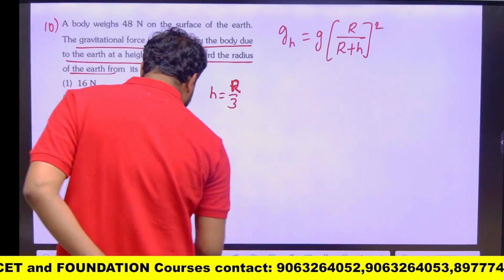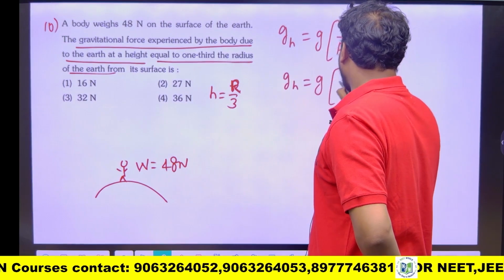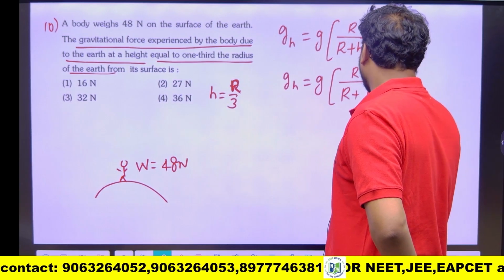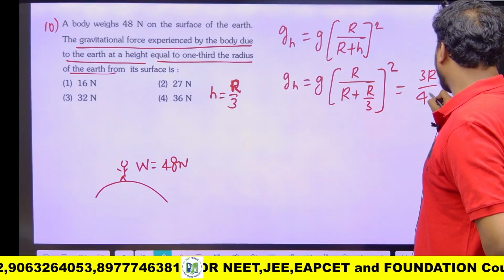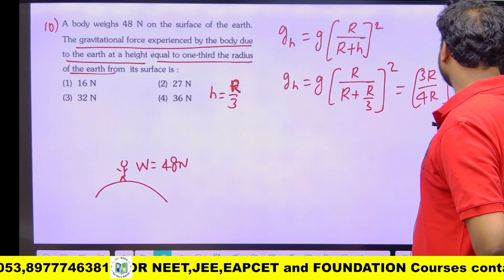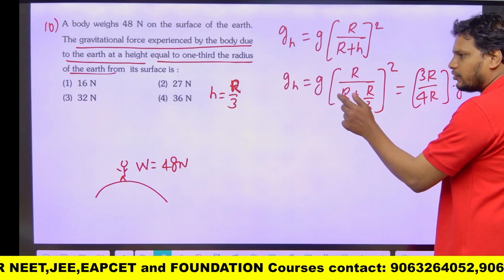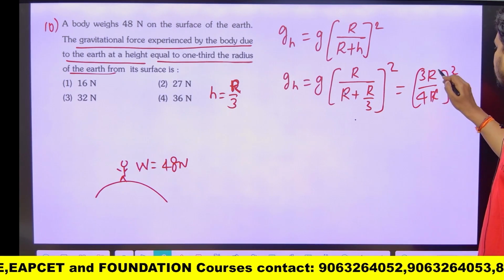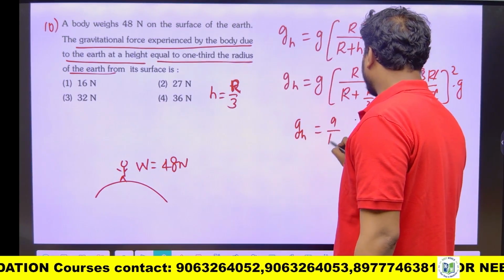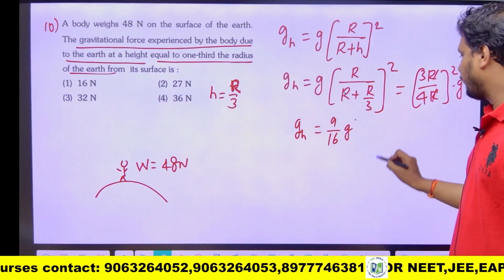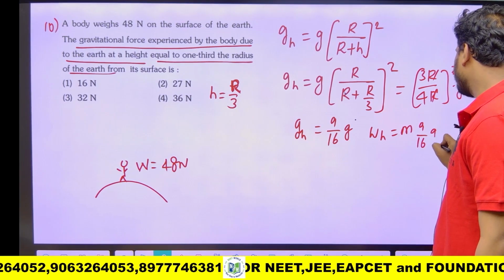So what is the acceleration due to gravity at that height? We can write gh is equal to g into r by r plus r by 3 whole square. So that can be taken as 3r by 4r whole square into g. Because if I take LCM, which will be 3, the numerator becomes 3r plus r, which is equal to 4r. Cancel these two. Then acceleration due to gravity at a height is equal to 9 by 16 times g. Then weight at a height is equal to m into 9 by 16 times g.